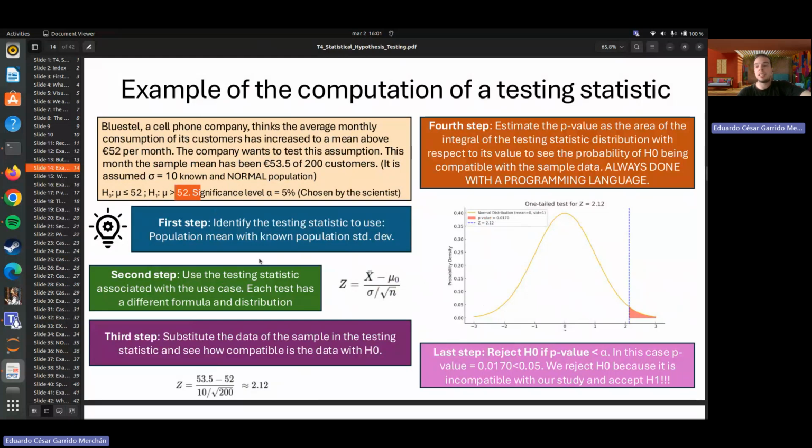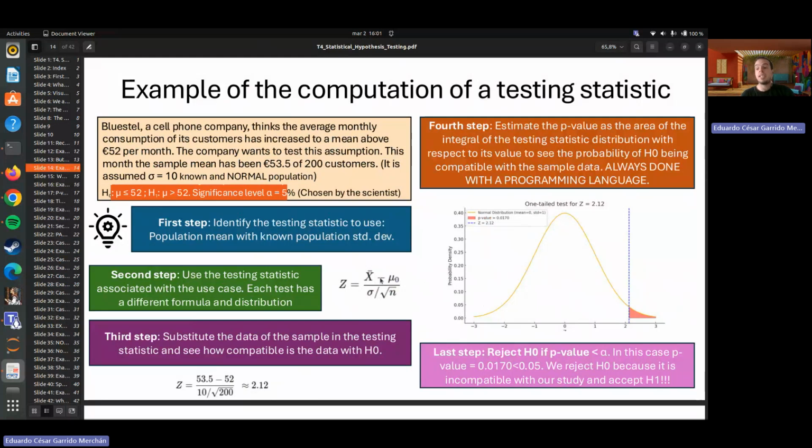So all the statistical contrast tests are the same. First, we need to represent these things accurately. Then we need to see which case we are in. If we know the standard deviation and it's about the mean, it's the first case. If we don't know the standard deviation and it's about the mean, it's the second case. If instead of the mean we have the proportion, it's the third case. If we have to compare two means, it's the fourth case. If we have to compare two proportions, it's the fifth case.